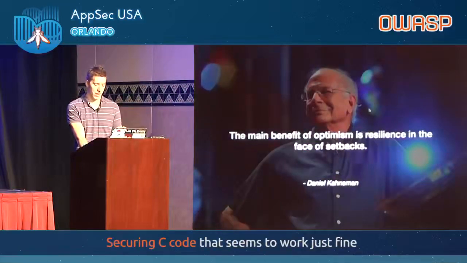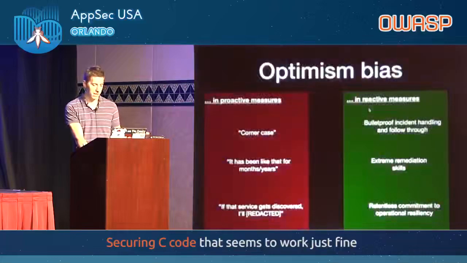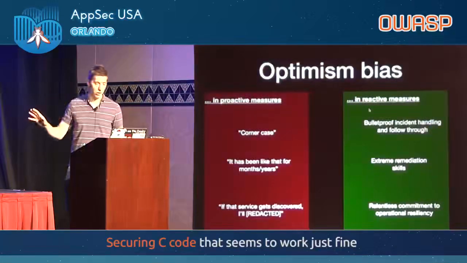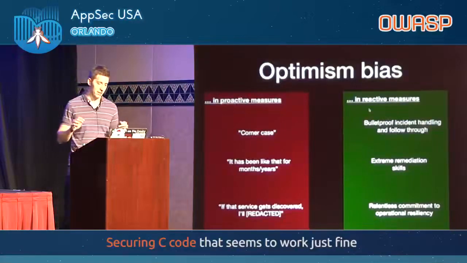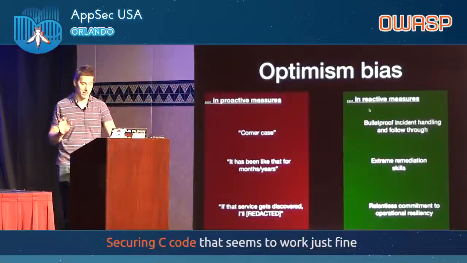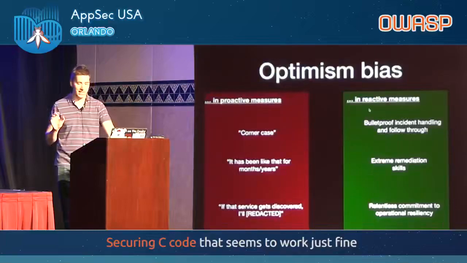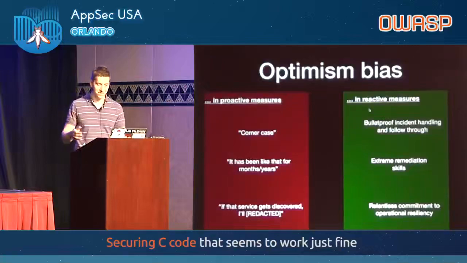To flip back to a quote from Daniel Kahneman, the main benefit of optimism is resilience in the face of setbacks. This is anecdotal, but if you work with an optimism bias in proactive measures, it can be difficult in some cases. So you might hear things like, oh, that's a corner case, that probably won't happen. Or, the thing's been like that for months or years, it won't get exploited. And this bottom one was a quote from a really good engineer, actually, who I like. He's a friend. But he said, talking about a vulnerable service behind a firewall: if that service gets discovered, I'll redact it.